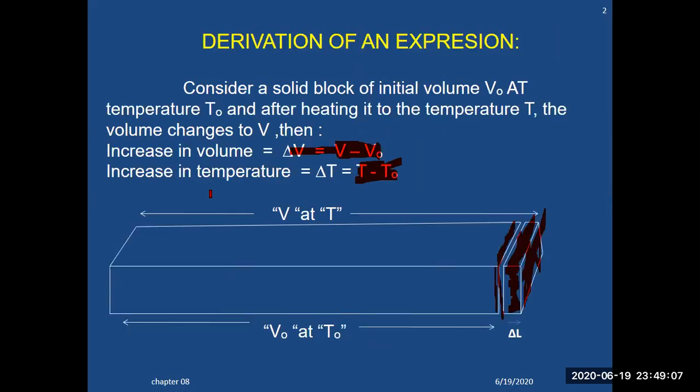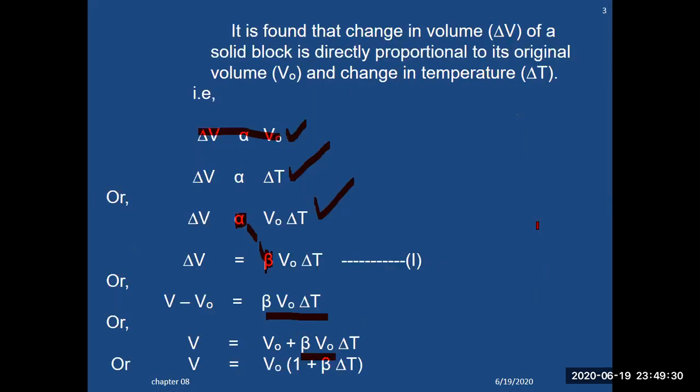What had happened? The increase in volume of a substance after heating is called volumetric thermal expansion. What was the initial temperature before heating? The temperature and volume were this one. And after heating, the temperature and volume of the block is this one. So after heating, the volume has increased up to this limit. So we have applied the basic concept.